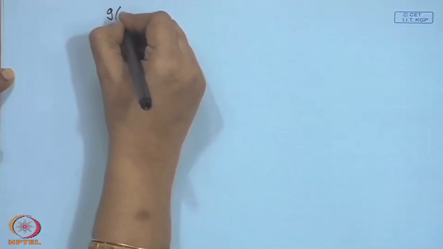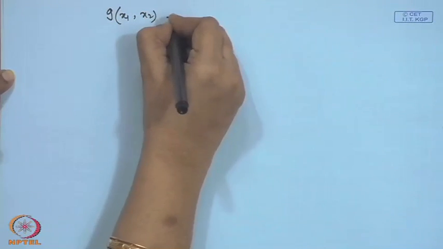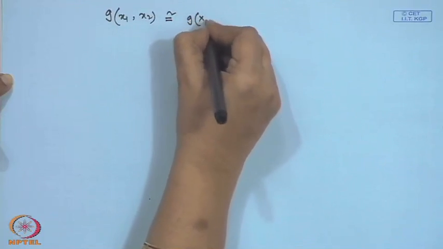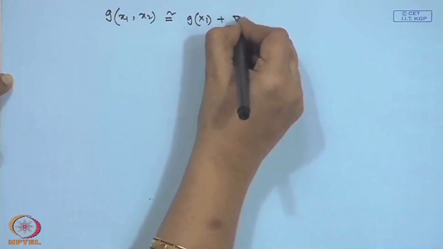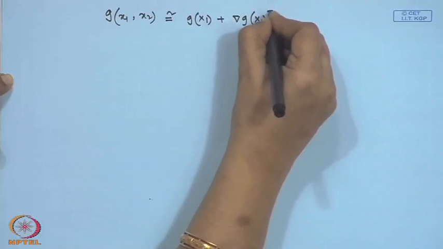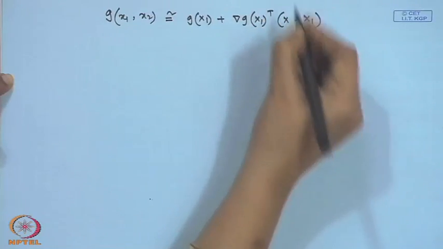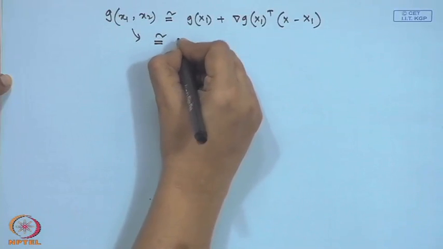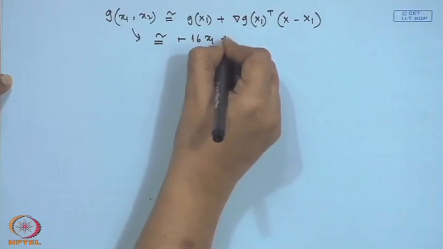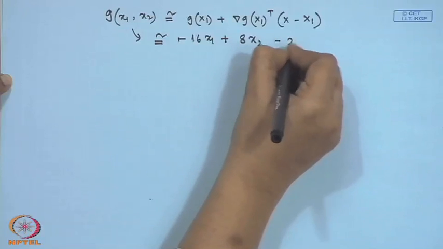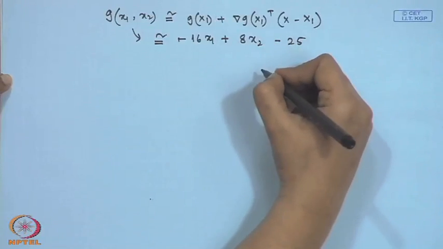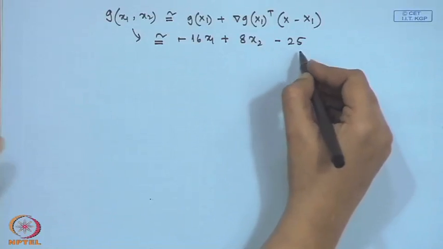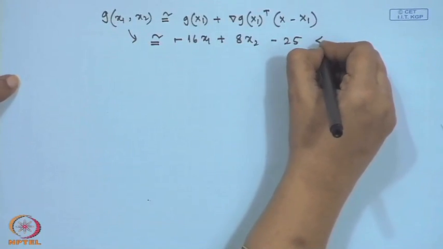Then ultimately we can linearize it. The function g(x1, x2) would be approximately equal to g(x1*) plus grad of g times (x minus x1*). If we just do it, we will get this value as approximately equal to -16x1 + 8x2 - 25.